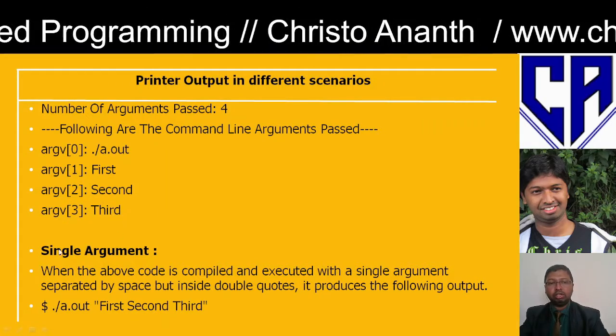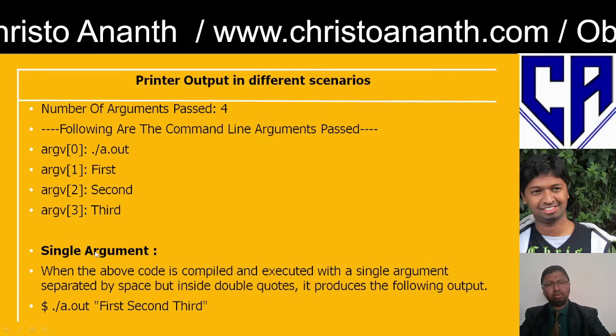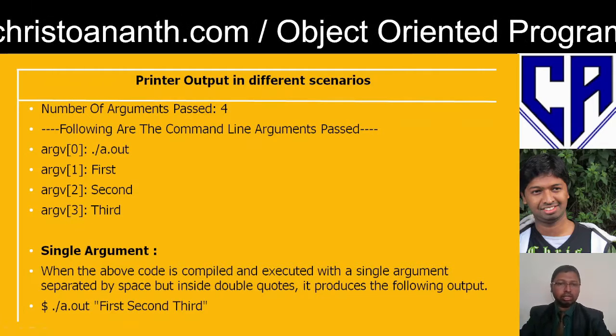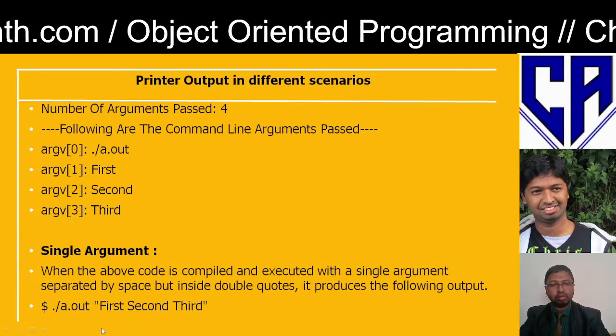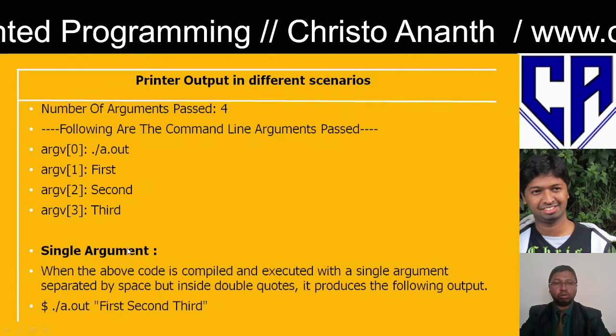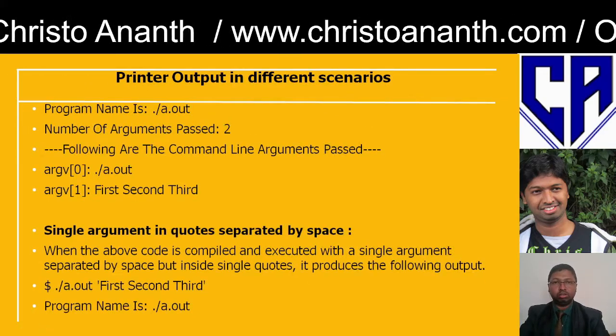And then you will have the single argument also. With the same code, if you compile it and execute it with a single argument, you will have everything on a single line: a dot out and first, second, and third within double quotes. So this is how it goes with three arguments, one argument, and no arguments at all.